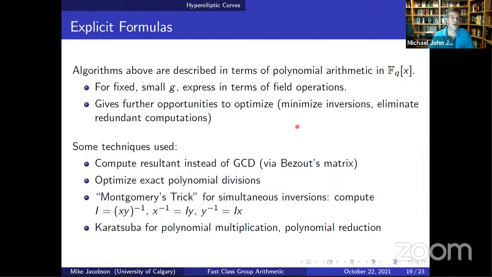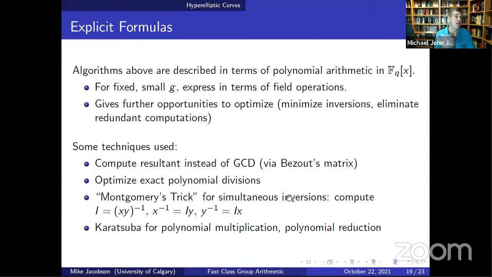The reason you want to do that is because this gives you further opportunities to optimize and streamline the formulas. You can do things like eliminating redundant computations or minimizing field inversions, which is especially important because to compute an inverse of an element in a finite field, integer arithmetic mod p, you've got to do the extended Euclidean algorithm, which is much slower than just multiplying and dividing. So you really want to avoid that. And by breaking things down in that painstaking way, you can get things much faster than just doing things generically. There are lots of other tricks that are used. One important one I'll mention is Montgomery's trick. Again, you really want to have as few field inversions as possible.